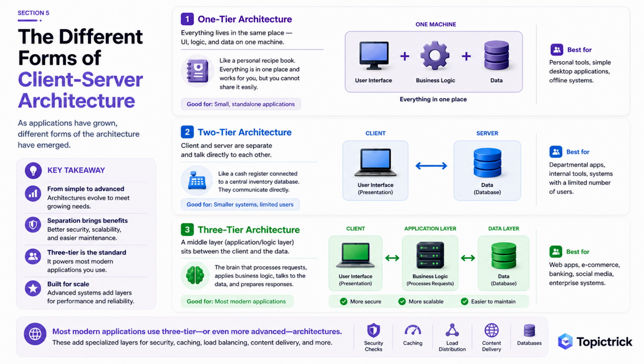The most common version today is called three-tier architecture. Here, a third layer is added between the client and the data. That middle layer is called the application layer or the logic layer. It is the brain that processes your request before going to the data, and it is the brain that prepares the response before sending it back.